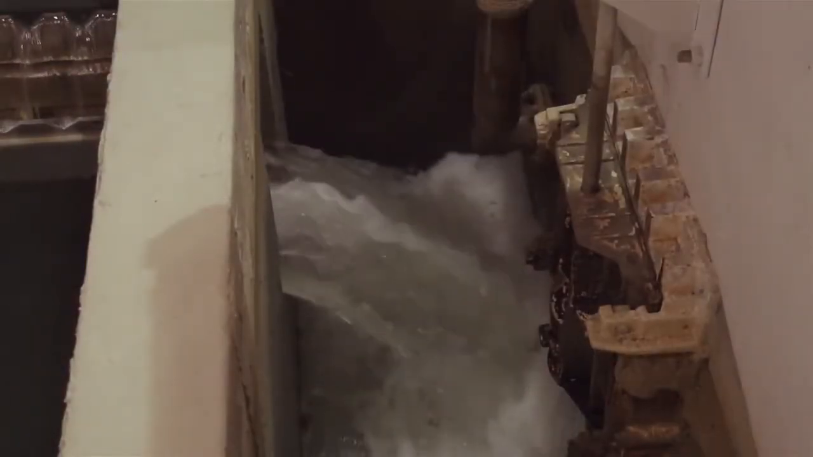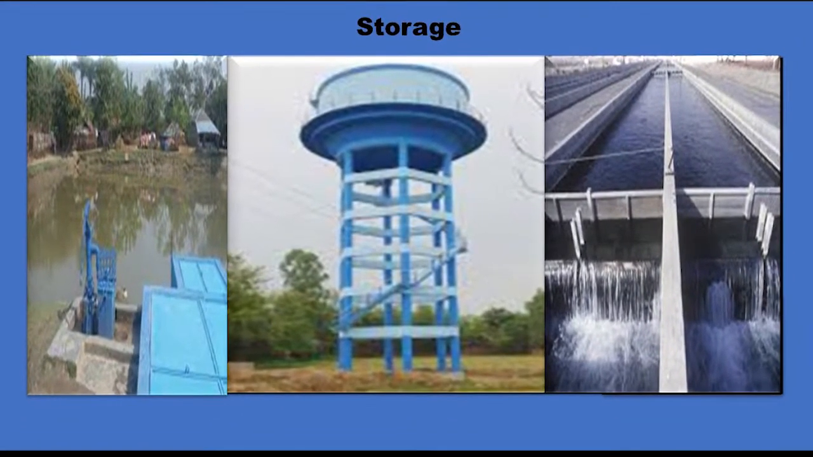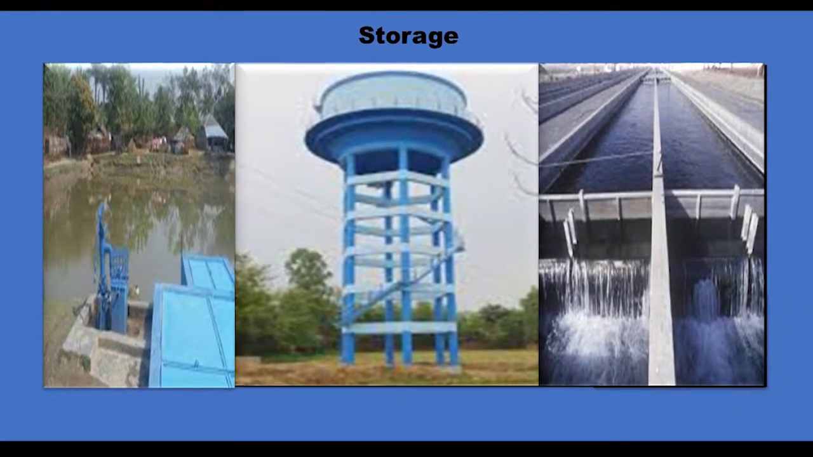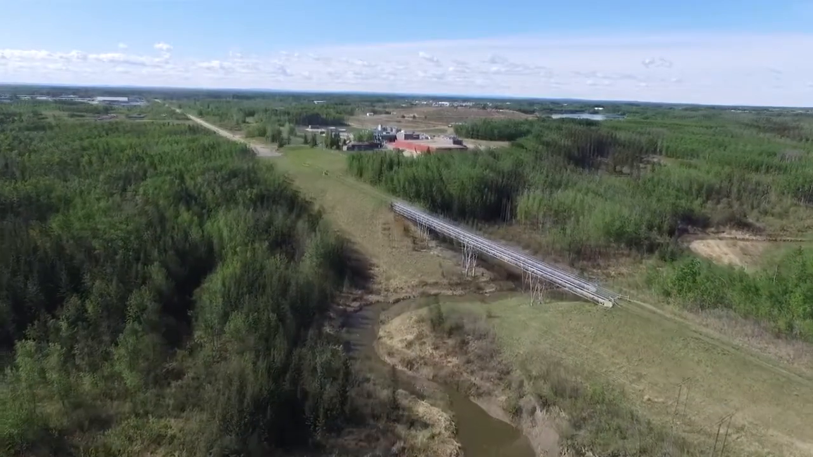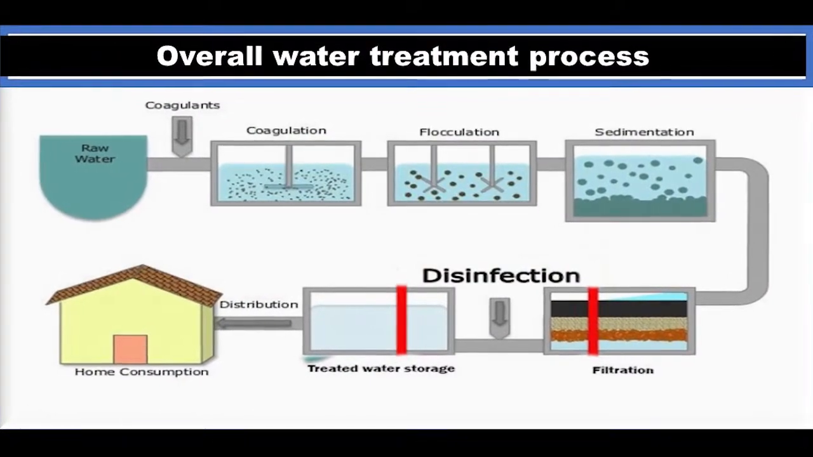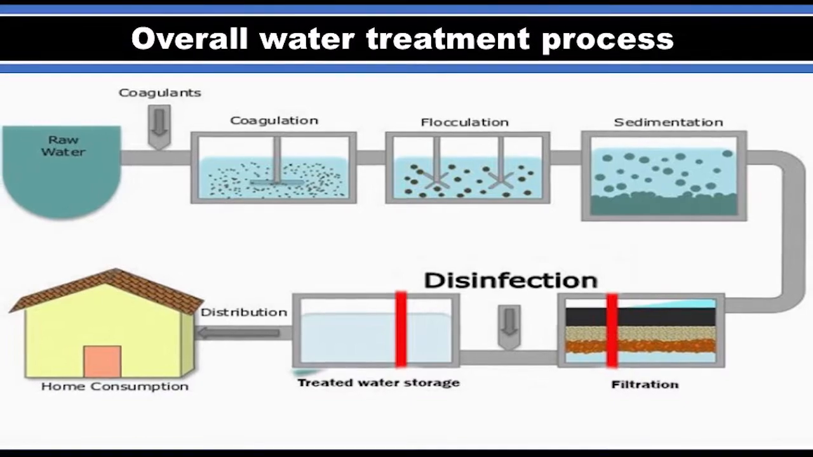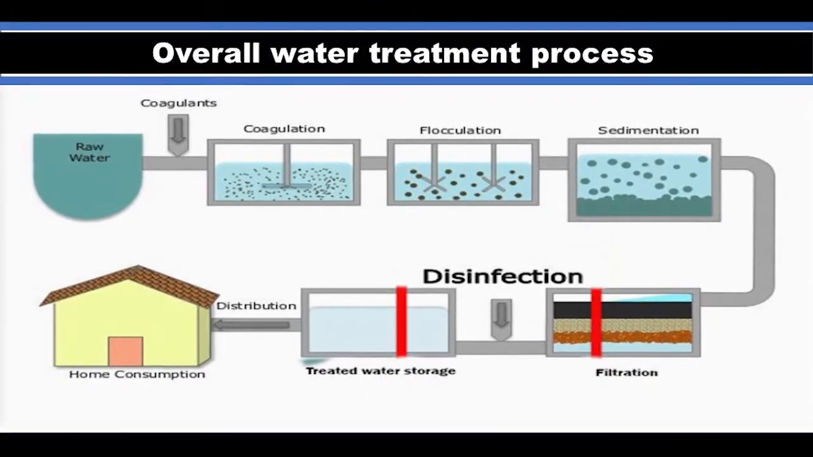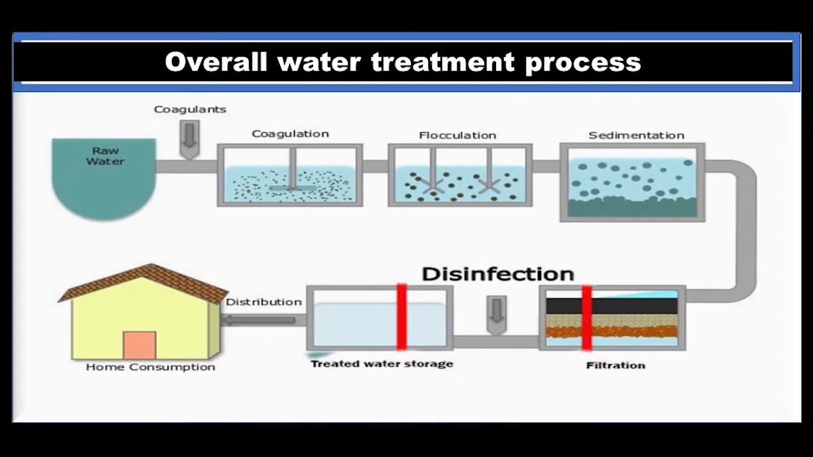Next is storage. Storage usually takes place in underground storage tanks called clear wells or in elevated storage tanks. And the last stage is distribution. The stored water is then pushed through underground pipelines called the distribution system, comprising large pipelines, smaller pipelines, valves, water meters, overhead storage tanks, etc.